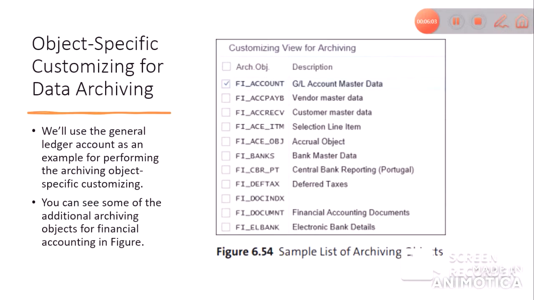Object specific customizing for data archiving. We will use the general ledger account as an example for performing the archiving object specific customizing. You can see some of the additional archiving objects for financial accounting in the figure. Archiving objects: GL master data, vendor, customer, bank master data, financial accounting documents, electronic bank details.